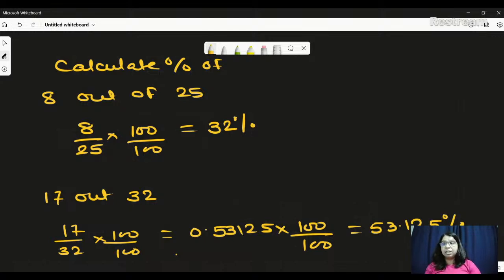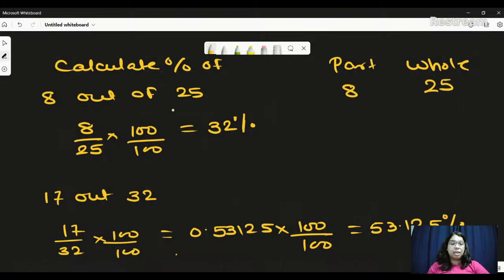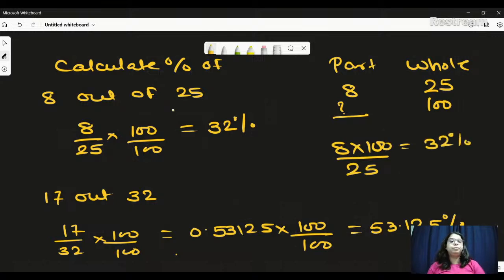Okay, so it sounds quite easy, and it is easy. So whenever they have given you any number of quantity out of a whole bunch of quantity, you have to take the smaller number. We can always do it in ratio proportion style. We have a part and we have a whole. So when our whole is 25, our part is 8. So what will be our part when our whole is 100? So it is 8 times 100 over 25. So that is equal to 32%.